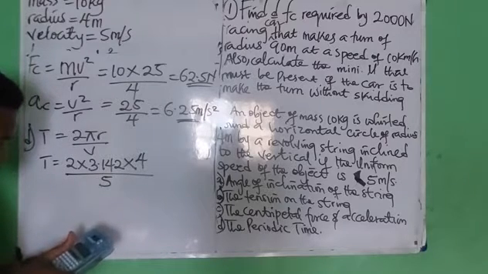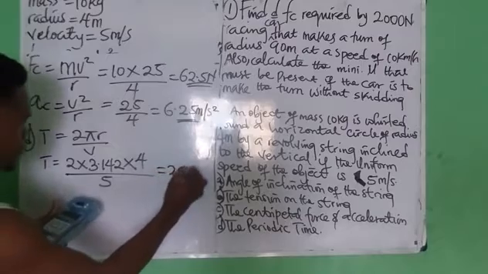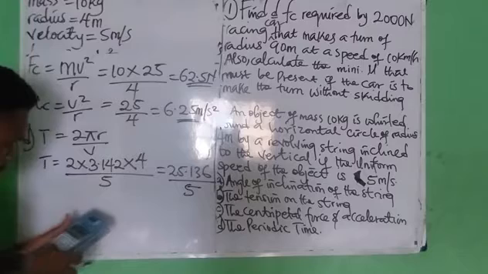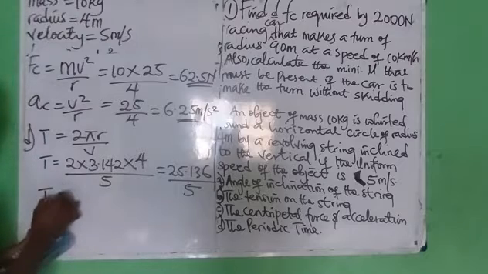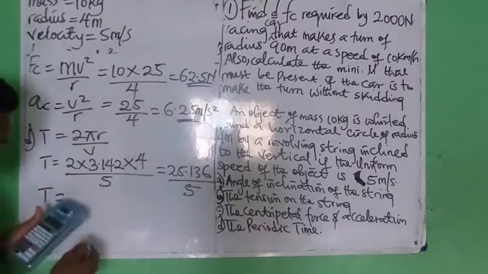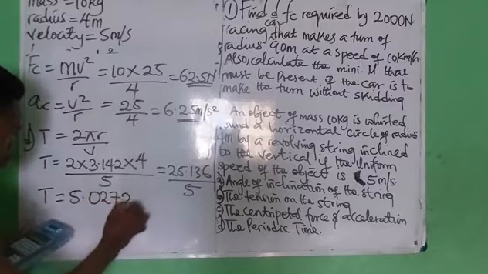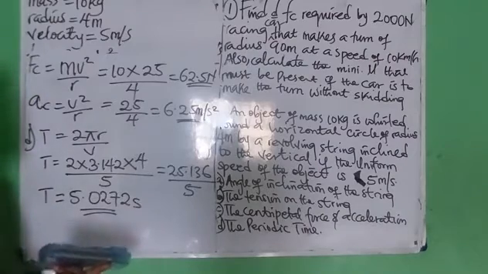You say 3.142 times 2 times 4 equals 25.136, divided by 5. So 25.136 divided by 5 equals, so the periodic time now becomes 10.0272 seconds. So this is our final answer.